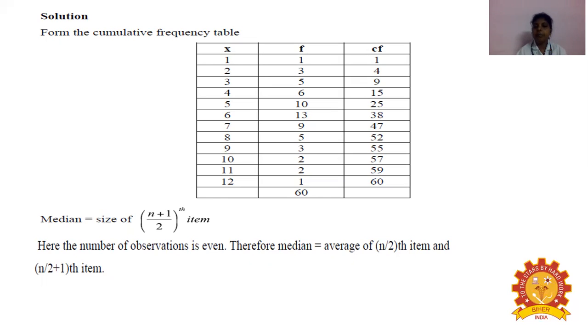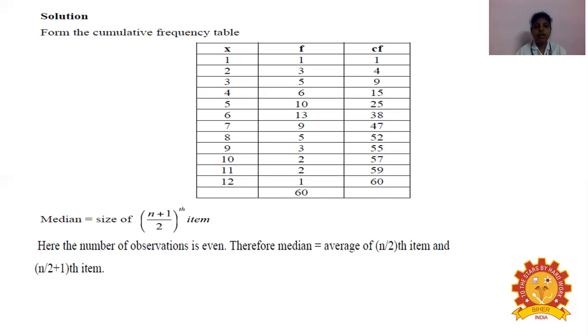Next, 38 plus 9 equal to 47. 47 plus 5 equal to 52. 52 plus 3 equal to 55. 55 plus 2 equal to 57. 57 plus 2 equal to 59. 59 plus 1 equal to 60.